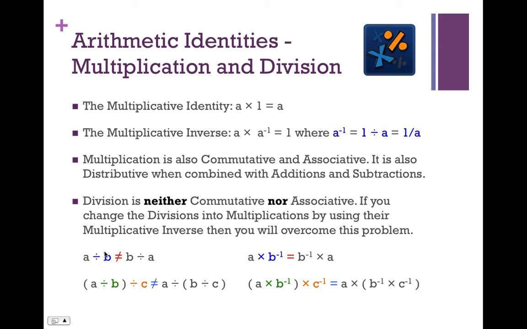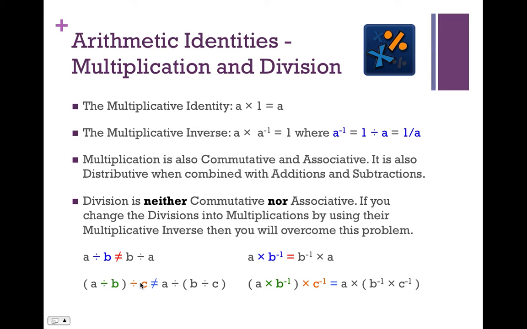So you can see here with the commutative law, a divided by b does not equal b divided by a. But if you change the division by b into its multiplicative inverse, then you can use the commutative law.